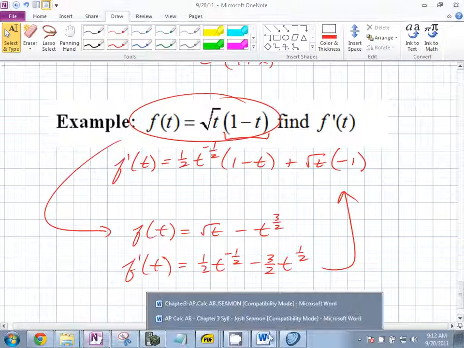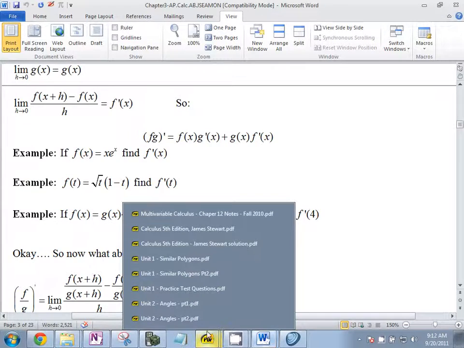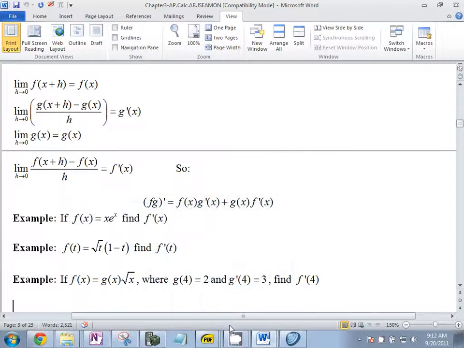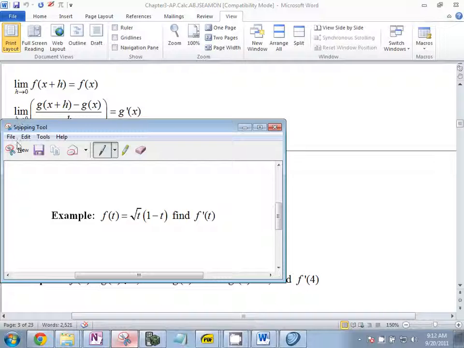Now what about this one right here? Well, no, we're not to the quotient rule quite yet. I want you to do one more of these. If I gave you this right here.